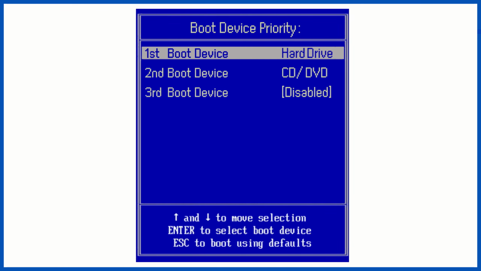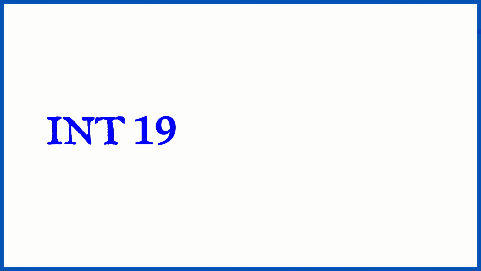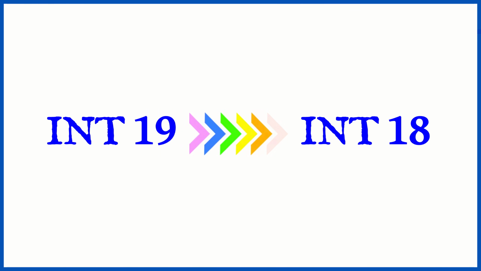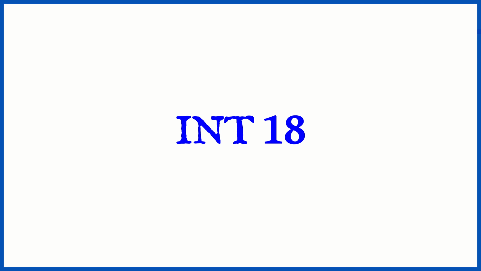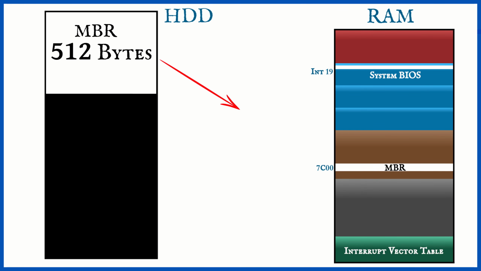The interrupt 19 bootstrap service routine looks up the boot priority sequence listed in the CMOS RAM and tries to locate a valid boot device. A valid boot device is one that has the last 2 bytes of the first sector as AA55. If it does not find a valid boot device, then the interrupt 19 calls the interrupt 18. The interrupt 18 displays a message, "No boot device found." If the interrupt 19 does find a valid boot device, then it loads the first 512 bytes, which is called the master boot record, into RAM at location 7C00.